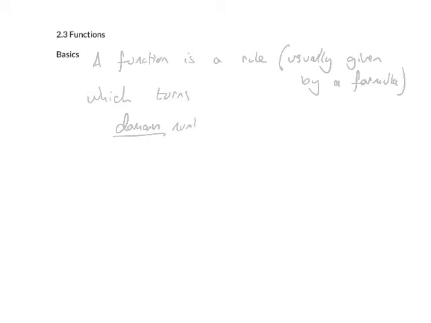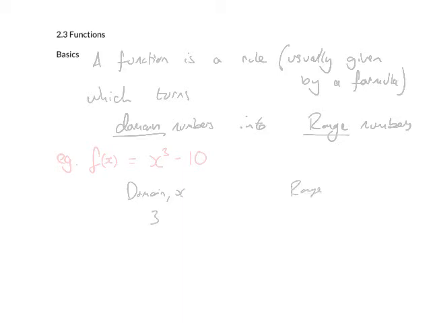And it turns domain numbers into range numbers. Functions take x values and turn them into y values. So if we take an example where we say f of x is equal to x cubed minus 10, well, a domain number such as 3 will go to a range number, which if we put 3 into our equation, we're going to get 17. So we say that f takes 3 to 17, or f of 3 is equal to 17.